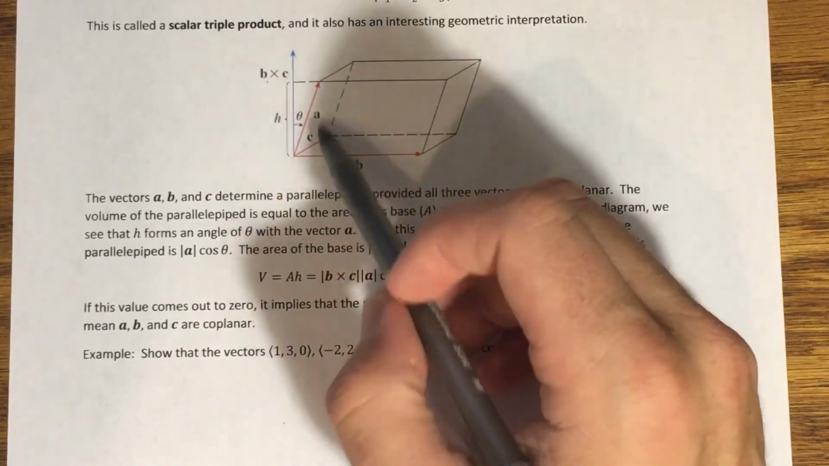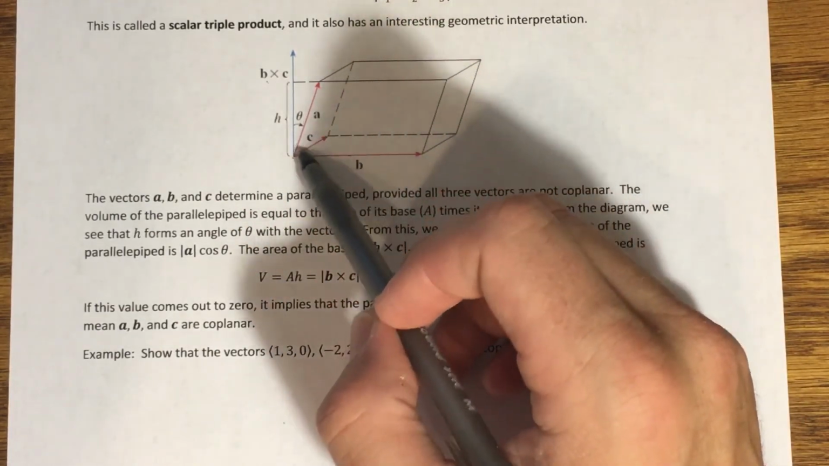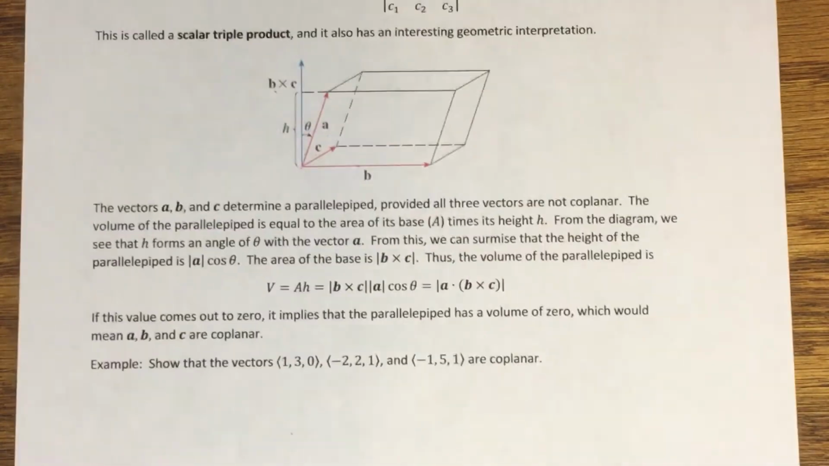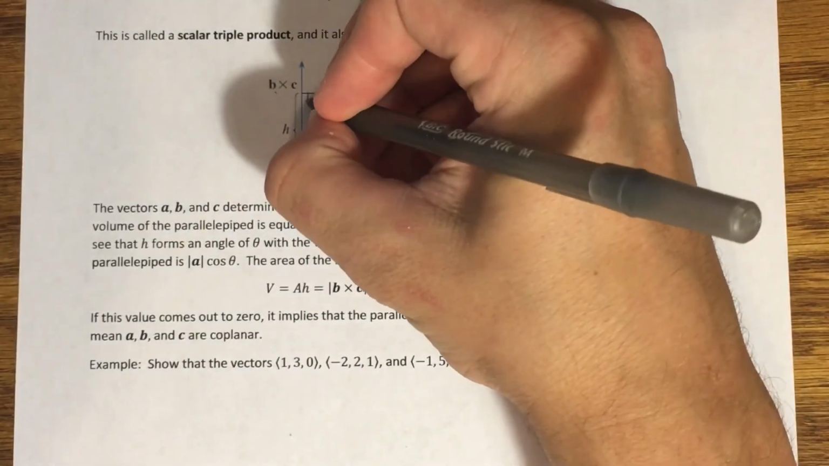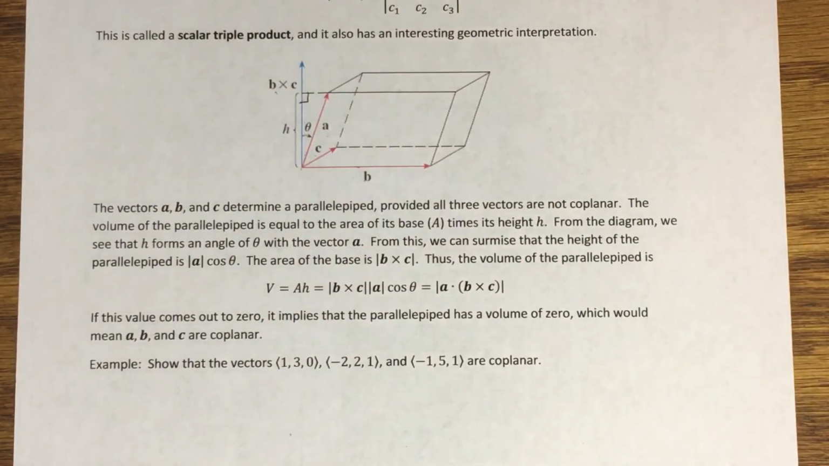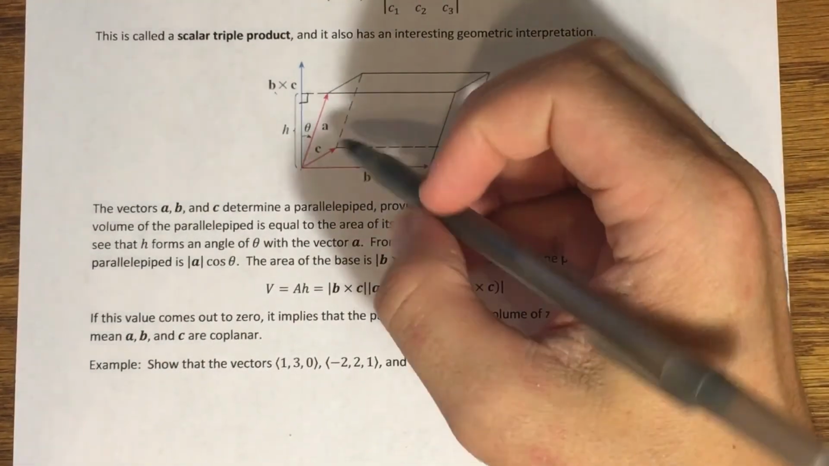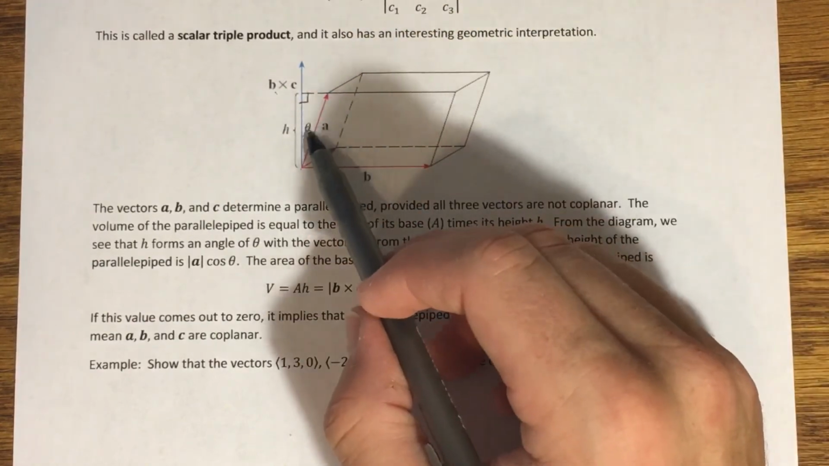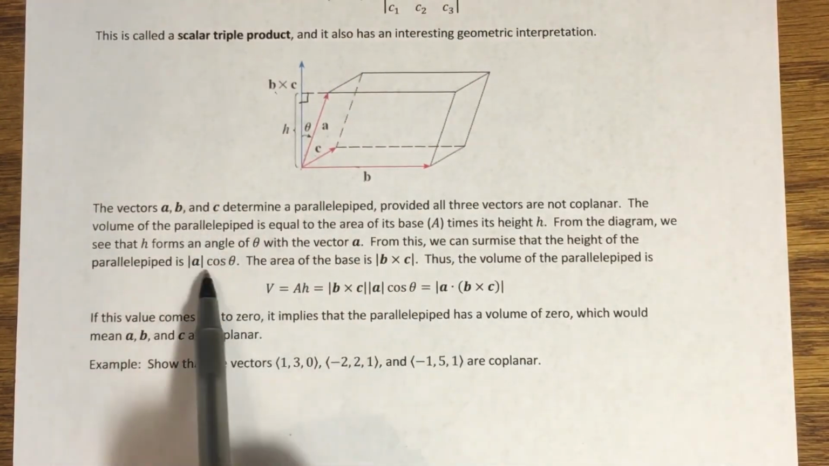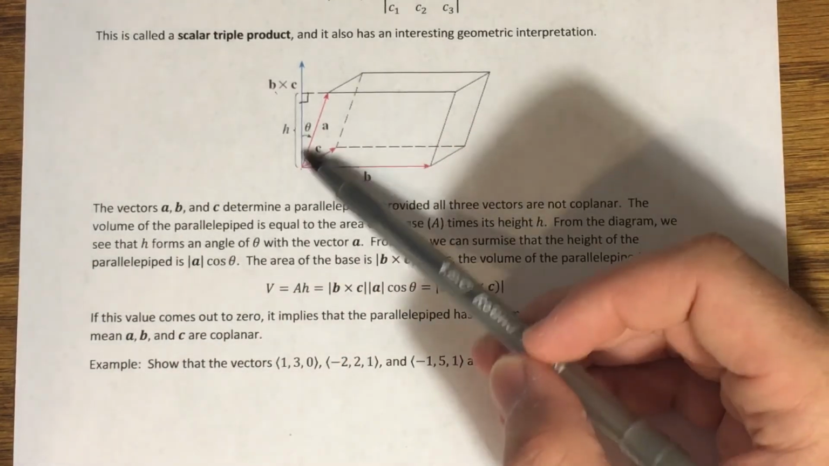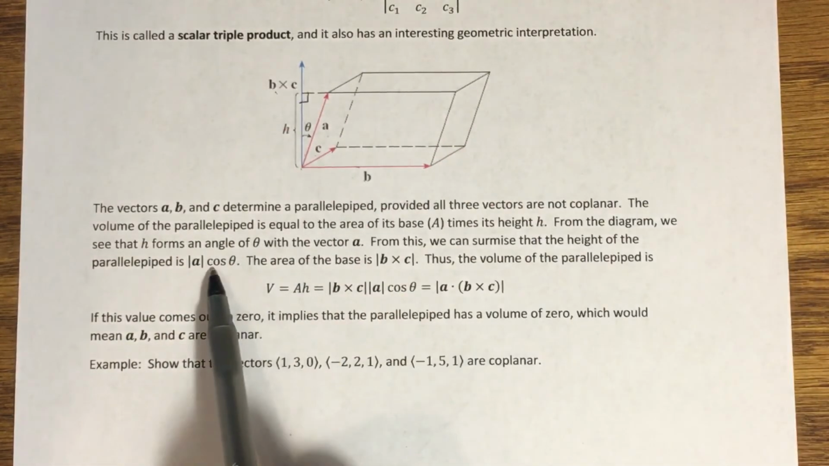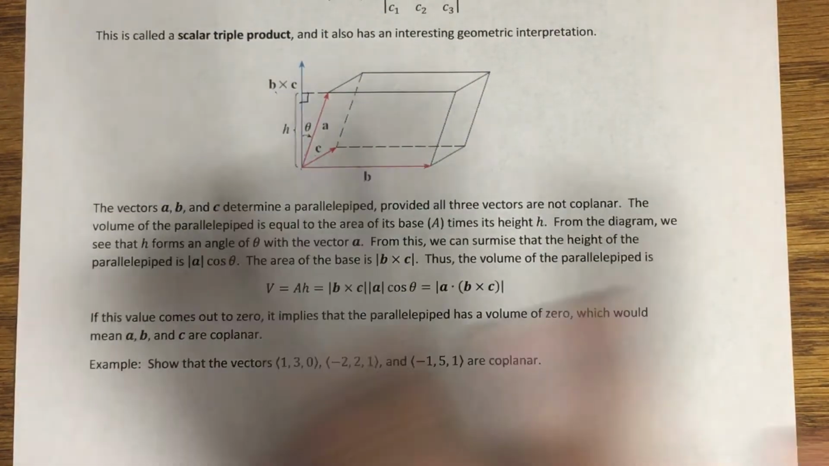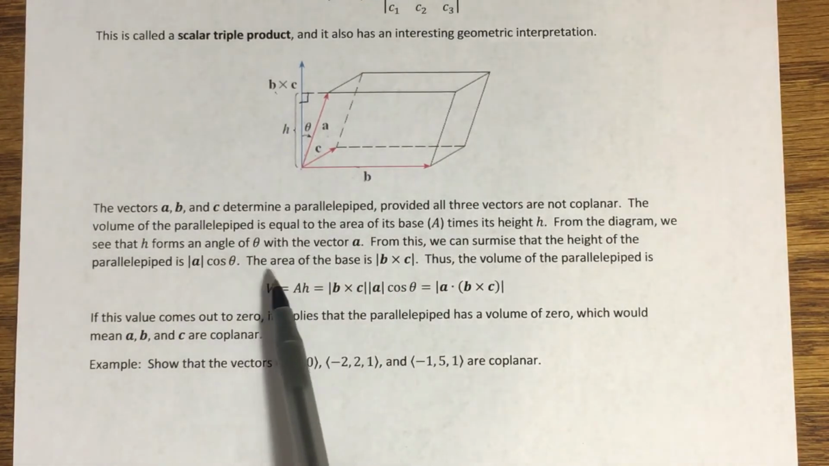Now, if we look at B cross C, it appears to form an angle with this edge here formed by the vector A. So let's call that angle theta for a moment. We see that this creates a little right triangle, and using similar techniques as what we've seen before, we can find the height of this thing by thinking about this right triangle. The height is going to be the magnitude of A, which is like the hypotenuse of that right triangle, times the cosine of that angle theta. And you should be able to see why that's true, even if you work it out off to the side.